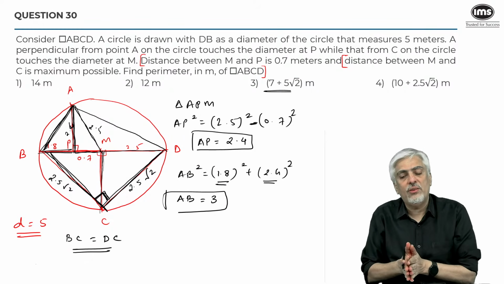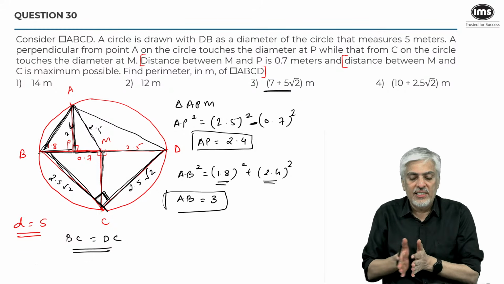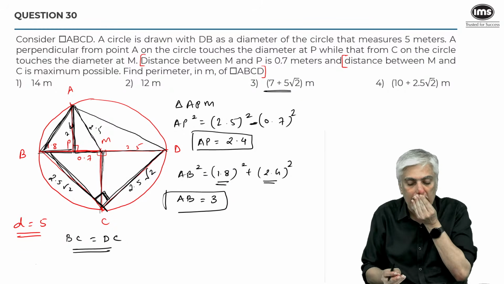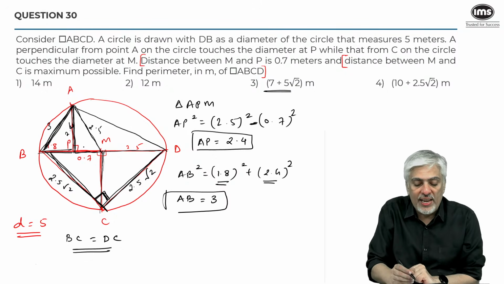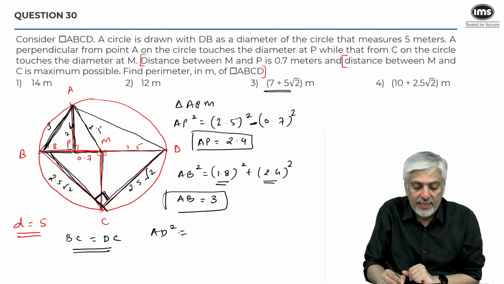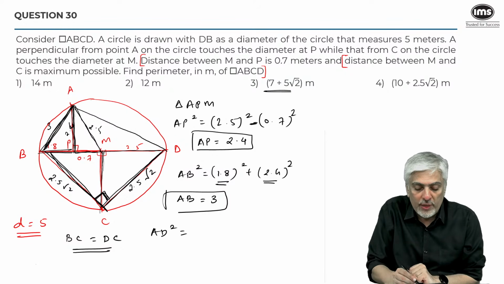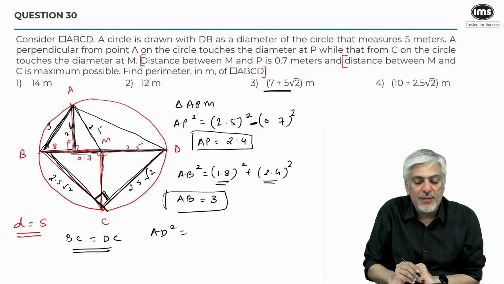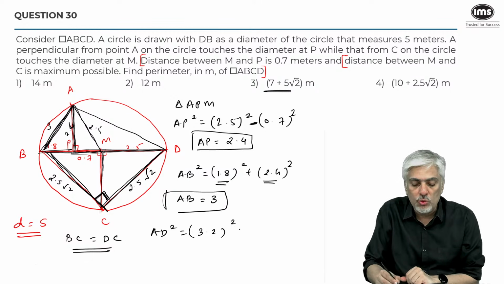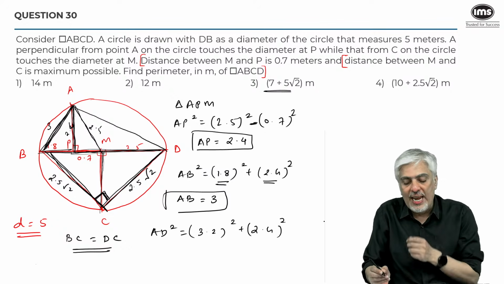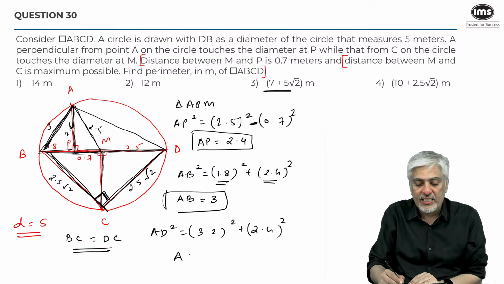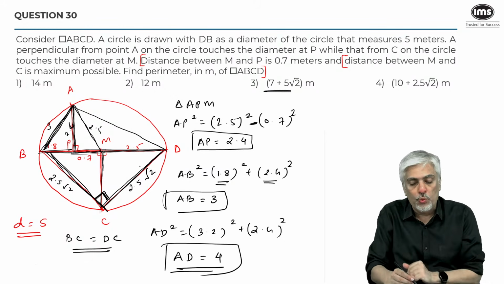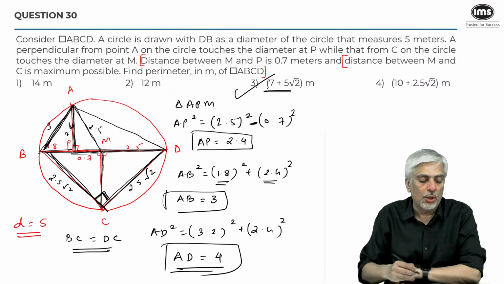So if you do it orally, 324 plus 576 is 900. Square root of 900 is 30, but with one decimal, so 3. So we got AB as 3, which we wanted. And now same way AD. AD square will be 2.4 square plus 3.2 square, because PD will be 3.2. Same logic. One is 8 3s, one is 8 4s, so answer will be 8 5s. 8 5s is 40, so AD will come out to be 4. Perimeter is 3 plus 4 plus 2.5 plus 2.5 root 2. Answer is the third option.